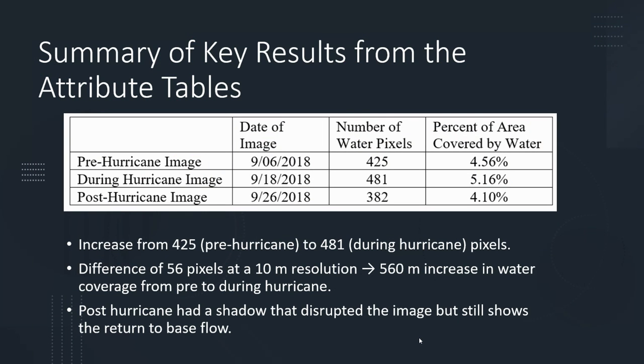This table represents a summary of key results from each of the attribute tables. These numbers show the increase of water pixels during the hurricane and the associated percent area covered by water. The difference in pixels from pre to during was 56. Since the pixels have a 10-meter resolution, it is approximated that this difference equates to a 560-meter increase in water coverage during the hurricane. Note that this is an approximation. Like previously mentioned, the shadow disrupted the Neuse River in the post image, but the numbers still show that it returned to a base flow.